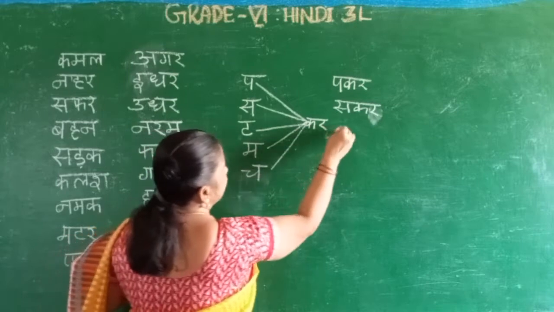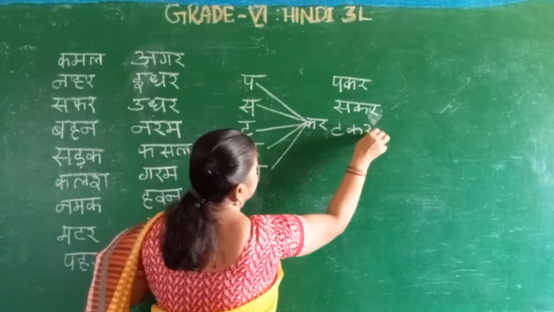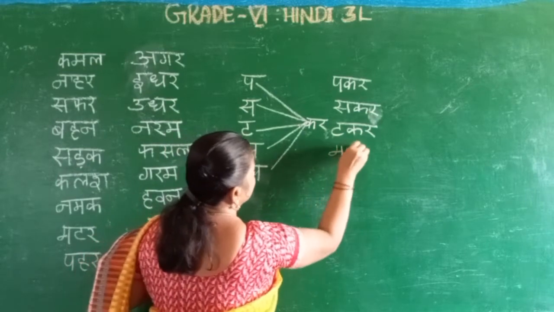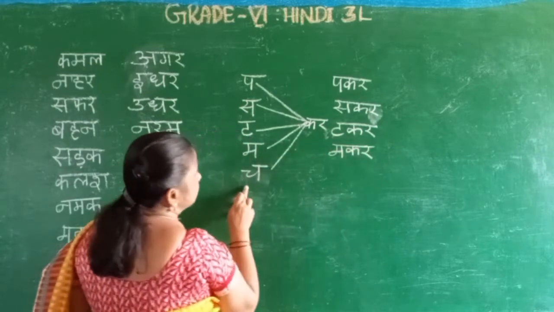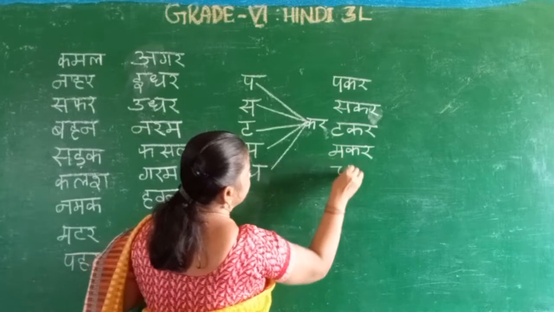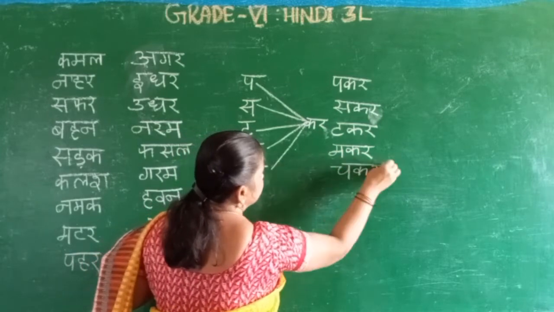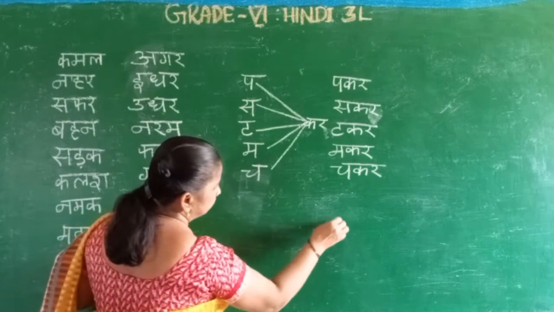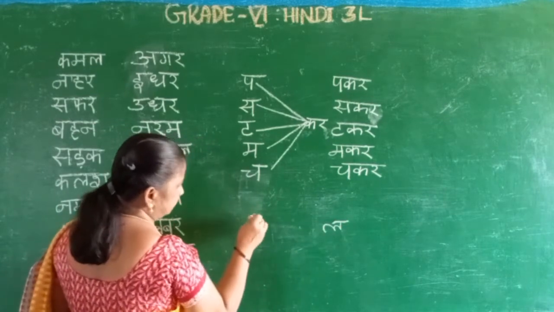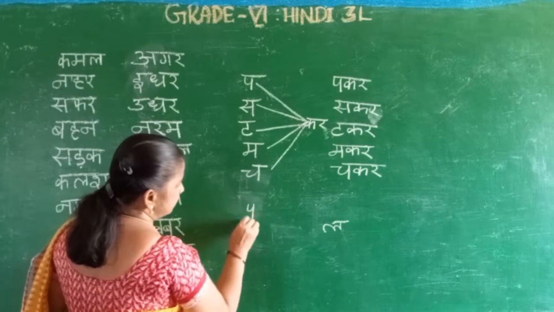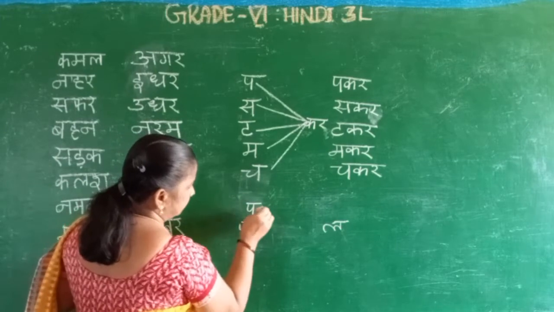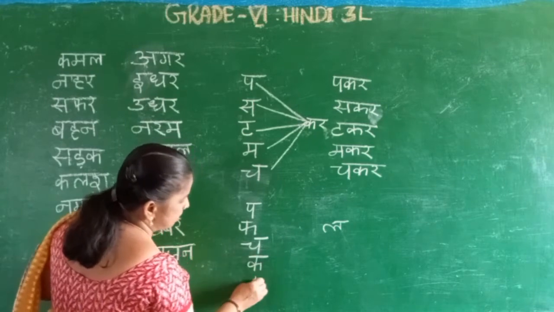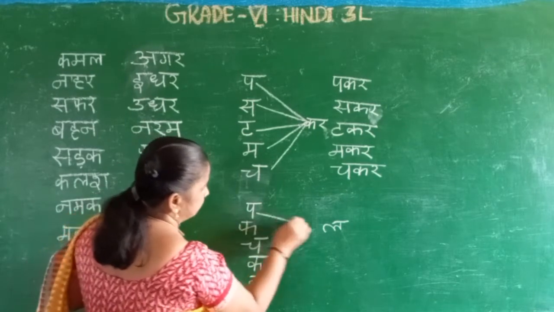Ta, ka, ra, takar. Ma, ka, ra, makar. Cha, ka, ra, chakar. Is it clear? Now next one, in a single letter, la. Pa, fa, cha, ka, ha. See.